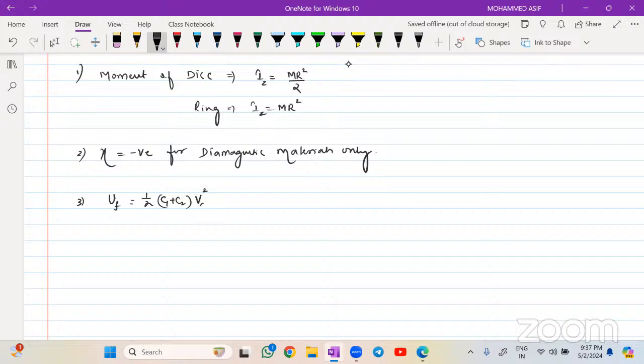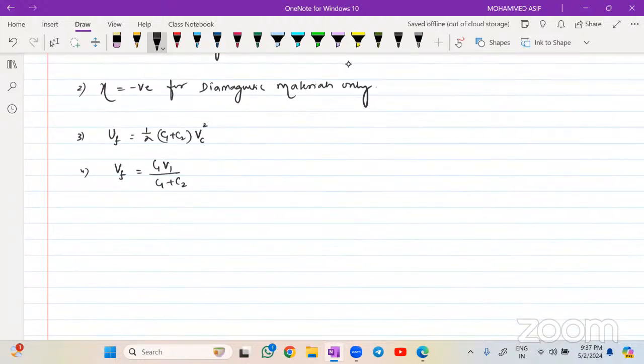And this VC is nothing but equal to how much? Common potential. Clear? Fourth one. Final potential will be equal to C1 V1 divided by C1 plus C2. He'll give the value of C1, the value of C2, and the value of initial potential. He may ask you to calculate the final potential, so you need to remember this formula. V final is equal to C1 V1 plus C2 V2.